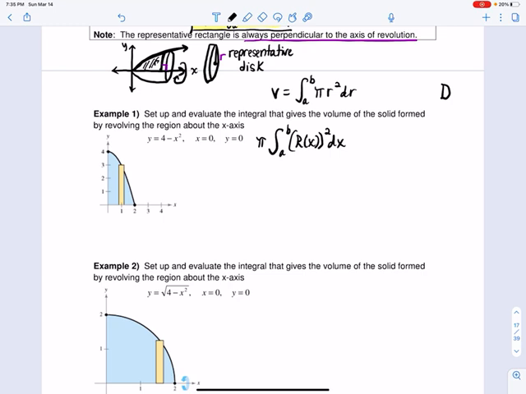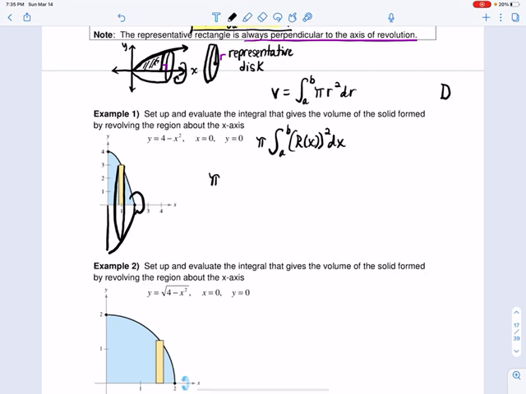Set up and evaluate the integral that gives the volume of the solid formed by revolving the region about the x-axis. So we'd be taking this region and revolving it. So it would look something like this. And then this would be that representative disk right here. A little hard to draw it three-dimensionally, but we're going to use this formula. And when we're in the classroom, I'm going to show you some animations of what this looks like.